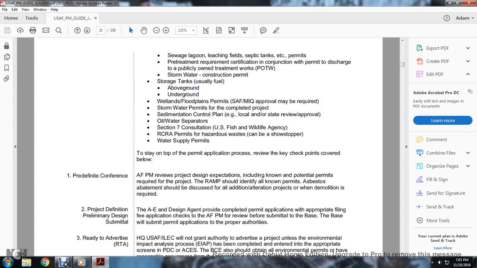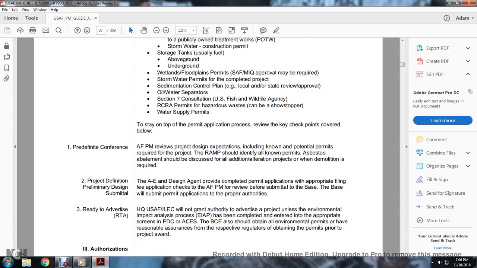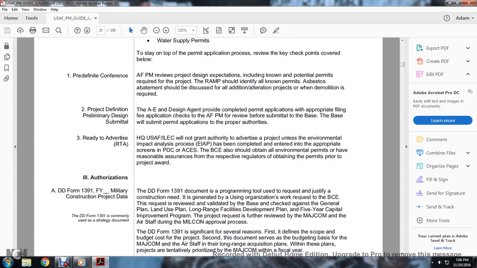The A&E design agent provides the completed permit application with the appropriate filing fee checks. The Air Force Program Manager reviews before submittal to the base. The base will submit the permit application to the proper authorities, ready to advertise. The headquarters U.S. Air Force Engineering Corps will not grant authority to advertise the project unless the environmental impact analysis process has been completed entirely in the appropriate screens of the PDC and the ACES. The base civil engineer shall obtain all environmental permits, or have reasonable assurance from the respective regulators on obtaining the permits, prior to the project award.